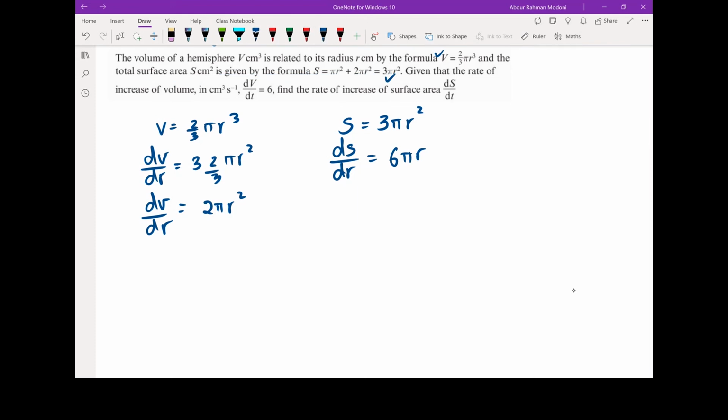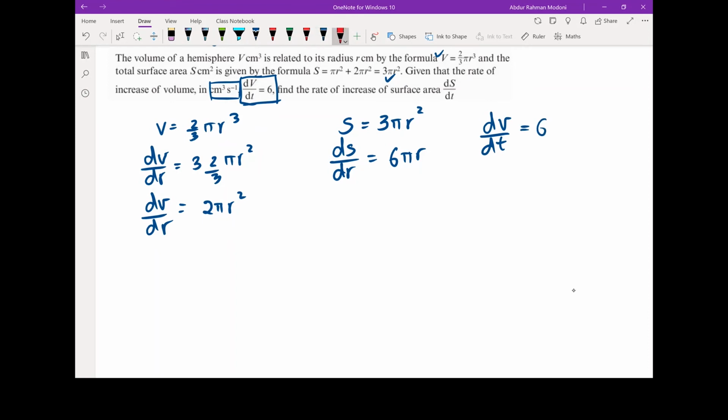Okay, so let's see what it then goes on to say. Given that the rate of increase of volume in centimeter cubed per second. Now, when you look at the units, you can actually figure out what it's referring to. Centimeter cubed means volume. Per second means per unit of time. So we can see that this is dV by dt, which makes sense because that's what they've said here. dV by dt is equal to 6 centimeter cubed per second. That unit is associated with that rate of change here. So I'll write that down here. dV by dt is equal to 6.